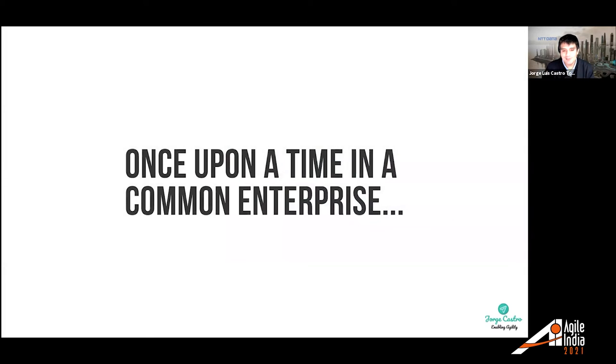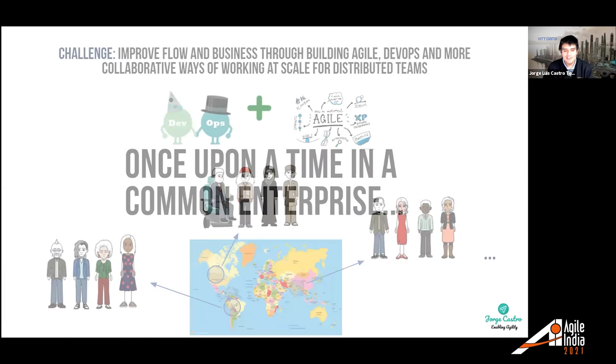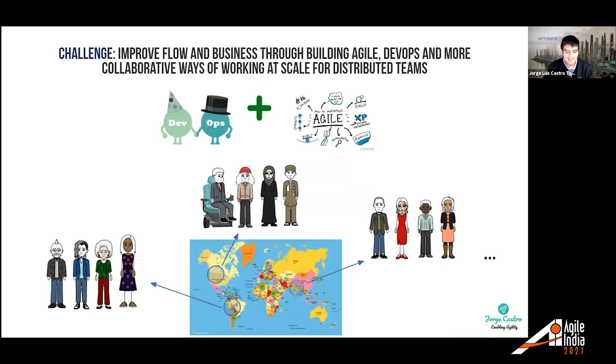Okay, let's start with a story. I'm going to share a story with you. Once upon a time in a common enterprise, imagine that you are an Agile coach or a DevOps manager or a technical lead, something like that. You are working in your enterprise and you have this challenge: improve flow and business through building Agile, DevOps, and more collaborative ways of working at scale for distributed teams. This enterprise is in the middle of an Agile transformation or a DevOps transformation, and you need to adopt new ways of working.